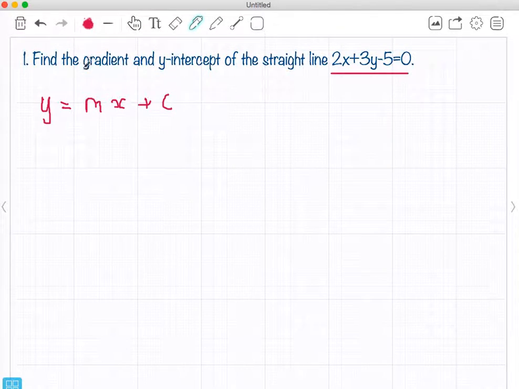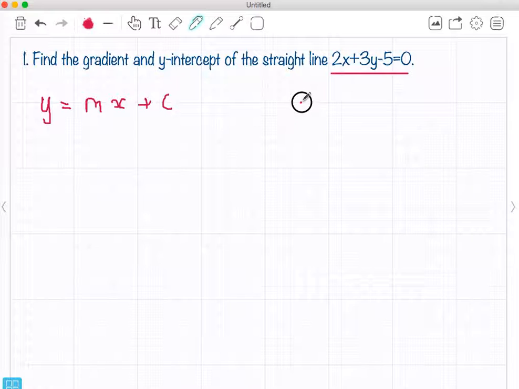Now, if I want to find the gradient and the y-intercept of a line like this, I need to get it in this form. So I need to make y the subject. So it's a bit of algebra required here. A common mistake is thinking the gradient is the number in front of x, so it's clearly 2. That is not correct. You must have it in this form.